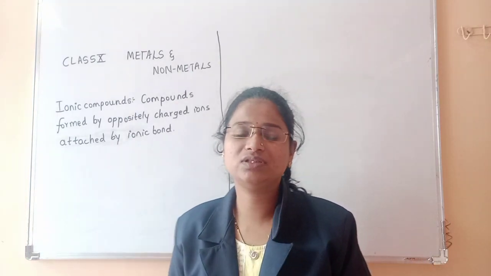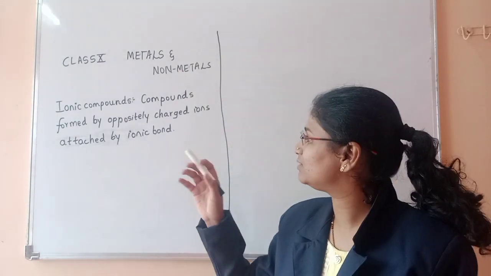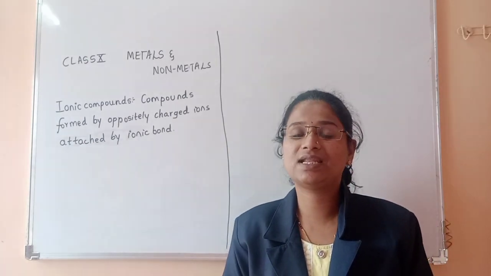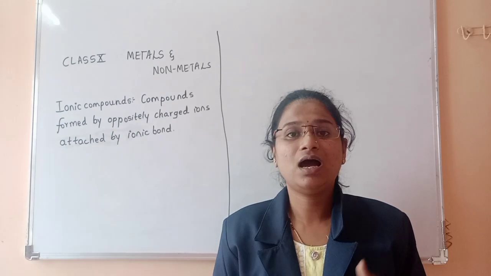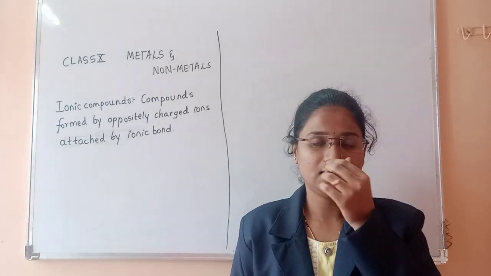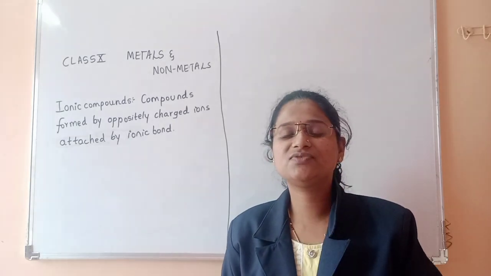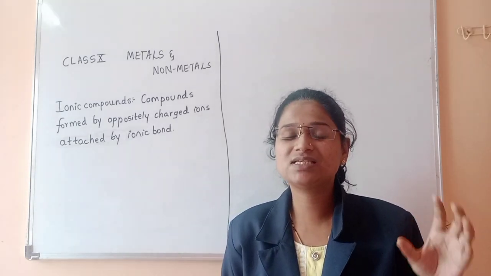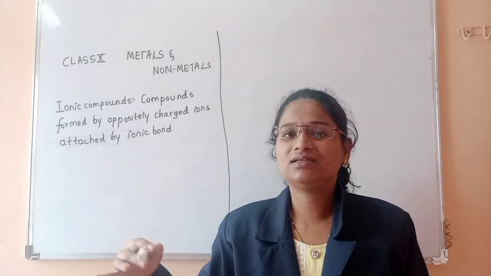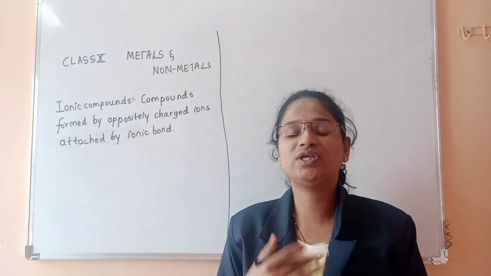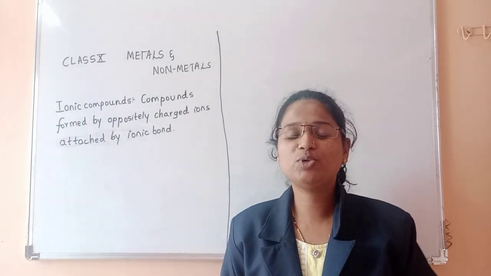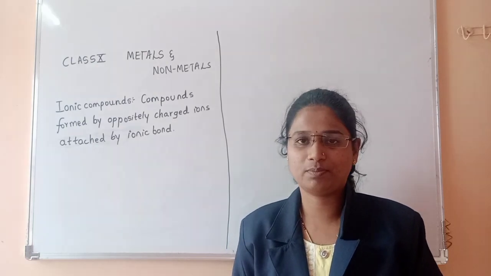So as you can see on the board, ionic compounds are the compounds formed by oppositely charged ions, like anions and cations. How are the ions formed? That is by losing electrons as well as by gaining electrons. And from the examples we got to know that usually metals have a tendency to lose electrons, while non-metals have a tendency to gain electrons. So today we are going to discuss a lot more about ionic compounds and their properties.